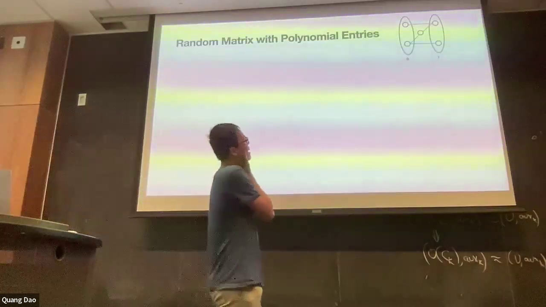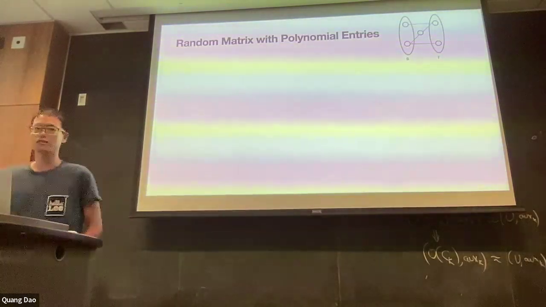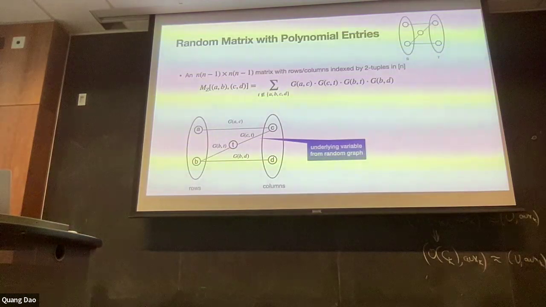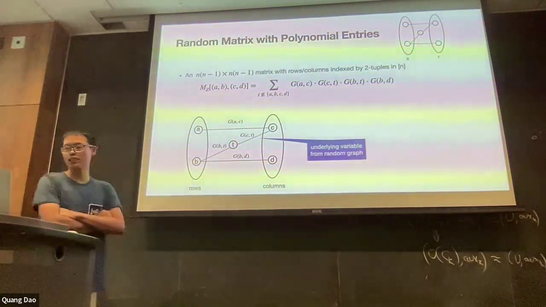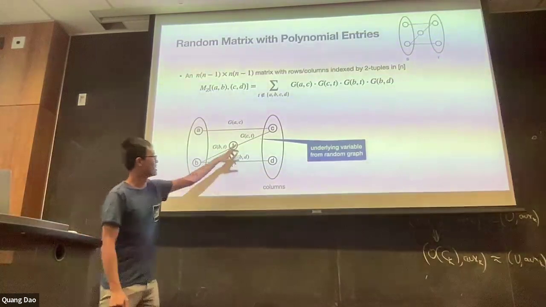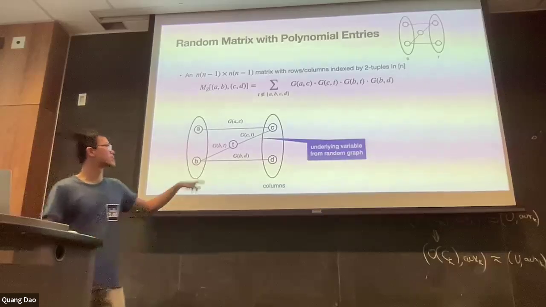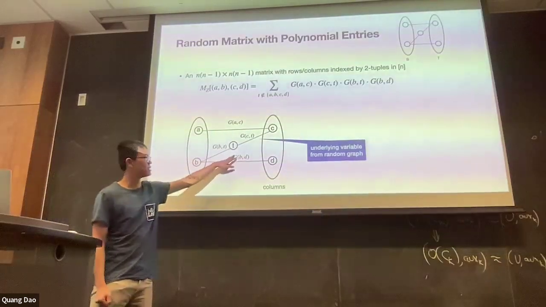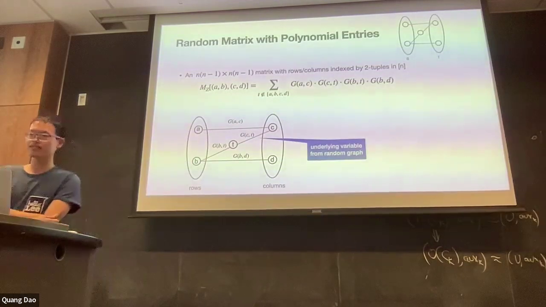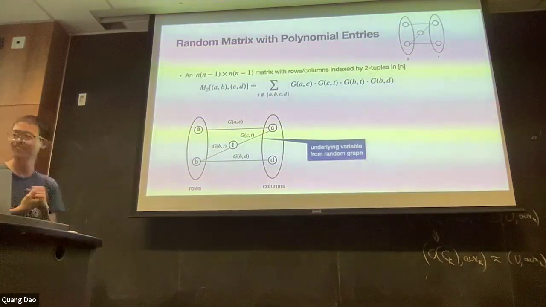Now, I want to take a look at the diagram on the top right, and convince you that this actually corresponds to a matrix. It corresponds to a matrix of dimension roughly n squared by n squared, with rows and columns indexed by 2-tuples in n. In particular, if you look at the entry with row AB and column CD, this is a degree 4 polynomial given by summing over the label of the middle vertex. So the top right diagram actually corresponds to a matrix in the sum of squares literature.